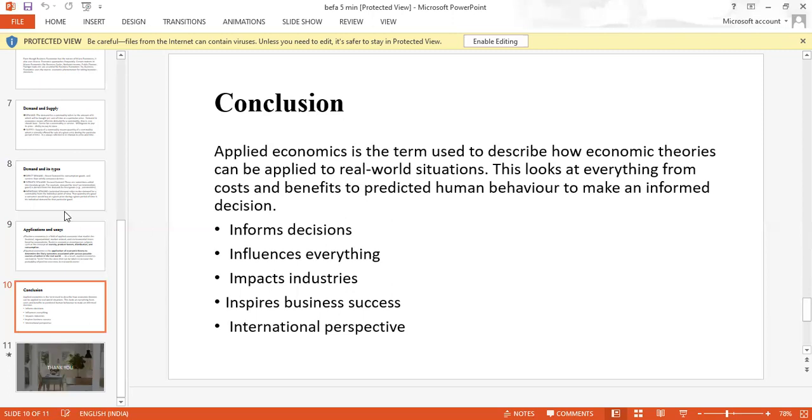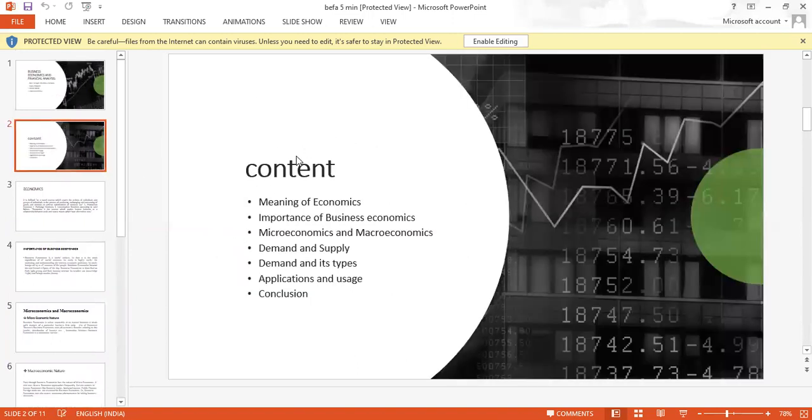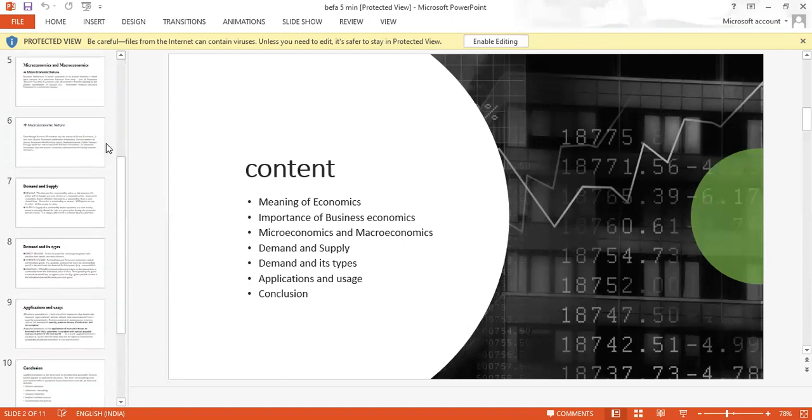That's what we have read based on the content given in the presentation. We have discussed the meaning of economics, importance of business economics, what microeconomics and macroeconomics are, demand and supply, application usage, and conclusion.